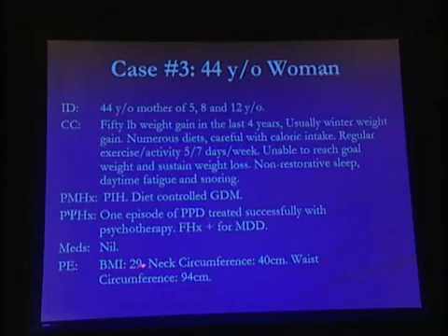Her BMI now is 29, which is overweight but not obese. Her neck circumference is 40, and her waist circumference is 94. In women, the critical cutoff for waist circumference is 88 centimeters, where we consider them at risk for metabolic syndrome or pre-diabetes. So this is a woman who needs a lot of help.